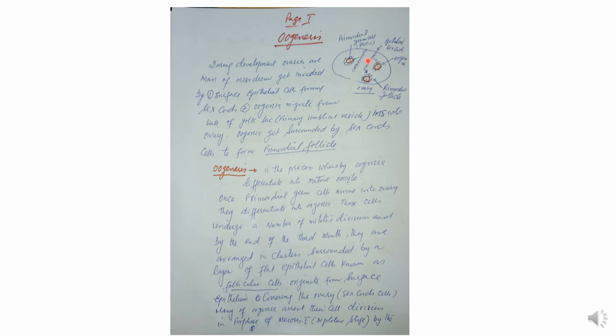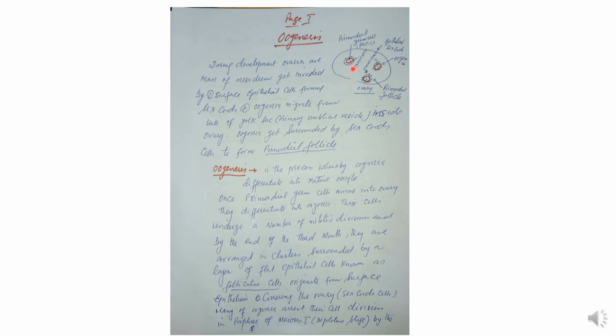So two cells invade this ovary from outside. One is the epithelial cells, which are mesodermal and surround the ovary, and the other is the oogonia, which is derived from the wall of the yolk sac, and they are actually ectodermal in origin. The oogonia penetrate into this ovary.